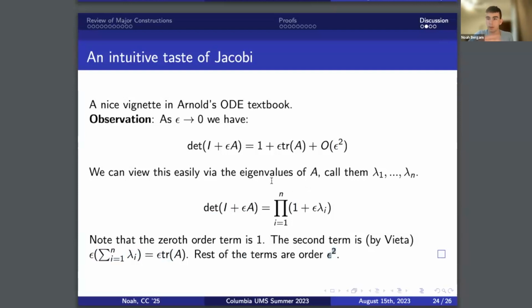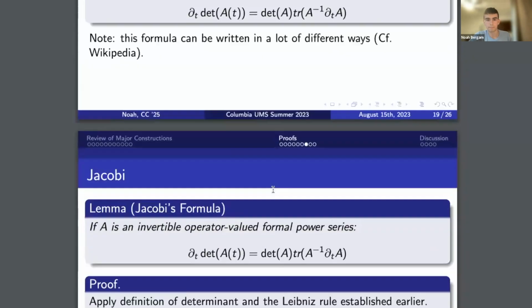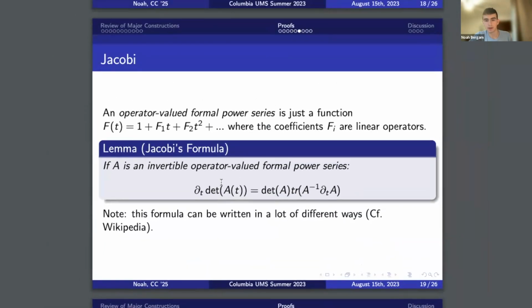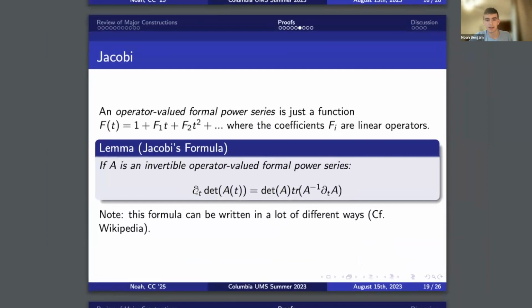So how does this relate to Jacobi's formula that we saw? Let's maybe go back and gloss over the idea of the formal power series again. So the derivative of the determinant of this matrix, which is a sum of a bunch of other matrices that are functions of t. You're taking the differential with respect to t, right? Then what comes out is the determinant of A times the trace of A inverse times the derivative of A with respect to t.